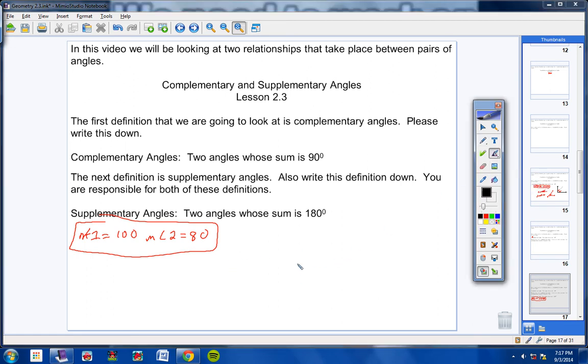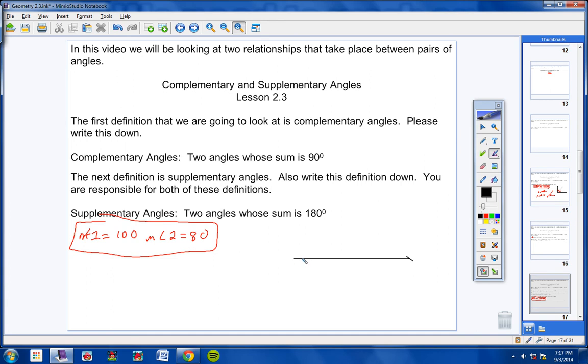How about a straight angle like this? Go ahead and draw a straight angle in your notes, okay? And then have a line coming off of it like this. Well, we all know, students, that a straight angle from here to here is 180 degrees. We know that. That's old math.